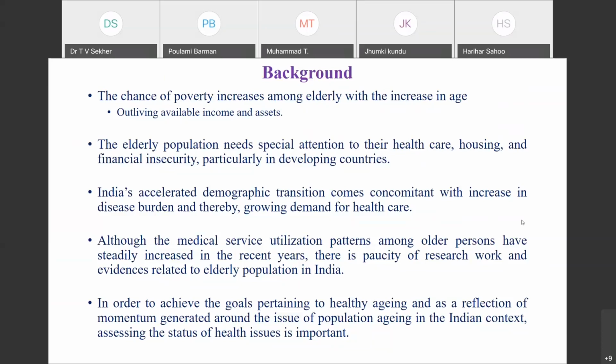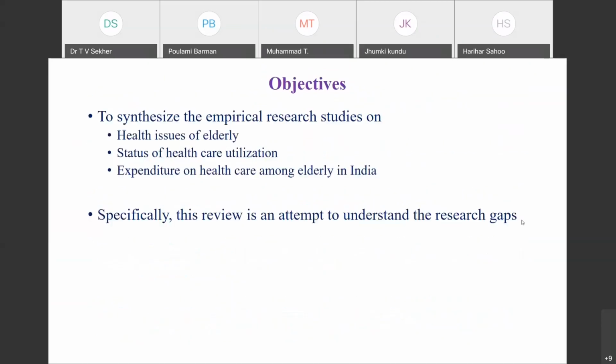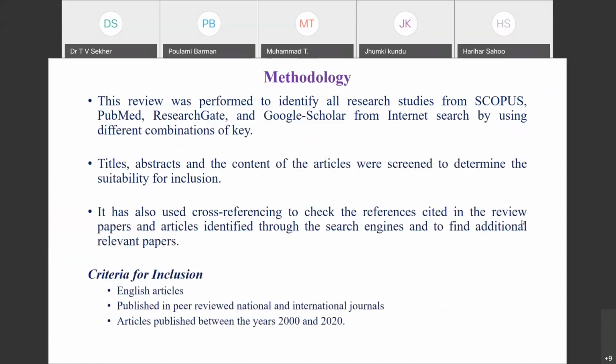In order to achieve the goals pertaining to healthy aging, and as a reflection of the momentum generated around the issues of population aging in the Indian context, assessing the status of health issues was thought to be important and formed the basic research question. The broad objective of the study is to synthesize the empirical research studies on health issues of the elderly, the status of healthcare utilization, and expenditure of the elderly in India. Specifically, this review is an attempt to understand the research gaps in the existing literature and suggest further scope for research and for policy implications.